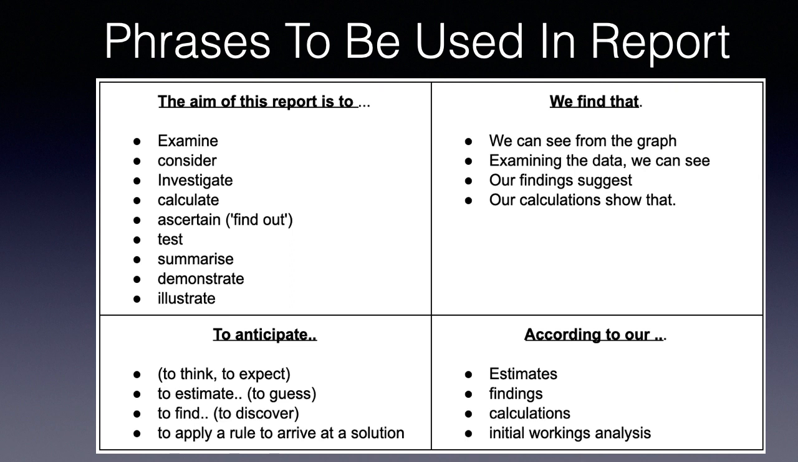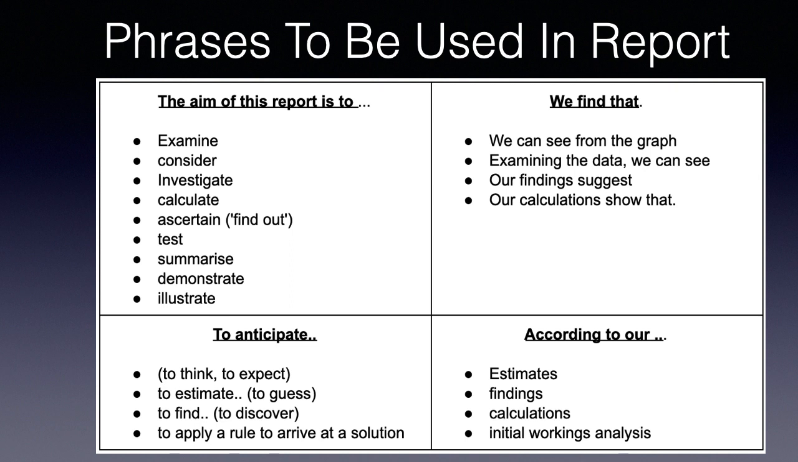Next is we find out. We can see from the graph, examining the data, we can see our findings suggest. Now, when you're also writing this, you try to substantiate that with some kind of data. It need not be factually correct, but what you're trying to show is that this is the way it ought to be. So we find that, and then you give the data, and that is certainly going to enhance your report write up altogether.